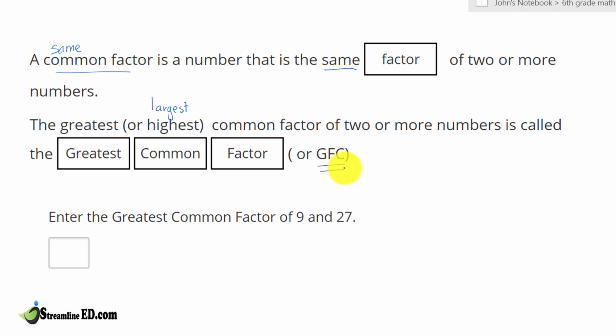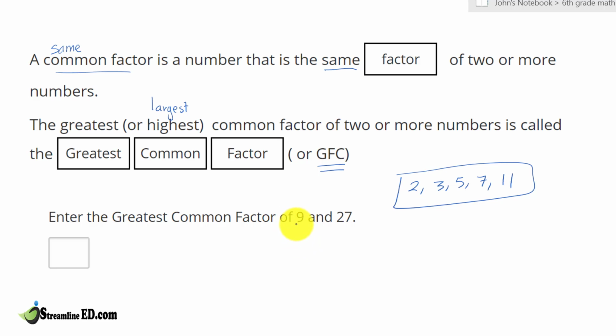To illustrate the concept of greatest common factors and how it's used with prime factorization, let's look at this example. Find the greatest common factor of 9 and 27. Again, we are going to use prime factorization. Before we start solving this problem, let's review the common prime numbers that we have to remember. We know it is 2, 3, 5, 7, and 11. These are the common prime numbers that we need to remember.